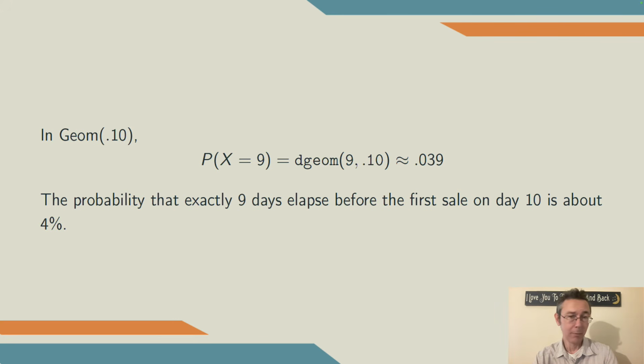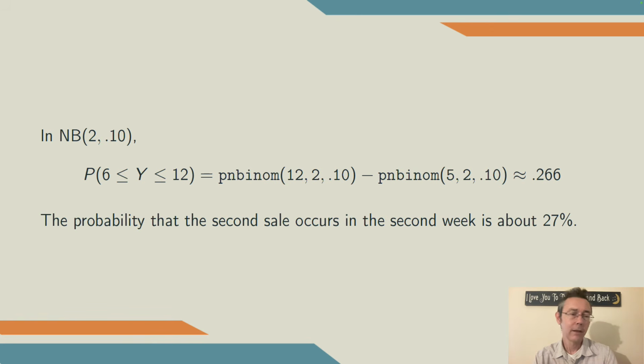So we compute these probabilities using commands in R. The first one is a probability mass function question, so we're using dgeom. We feed it the value of interest, 9, and then the parameter p, 0.10, and we get about 0.039. So the probability that exactly 9 days elapse before the first sale, which will be on day 10, is about 4%.